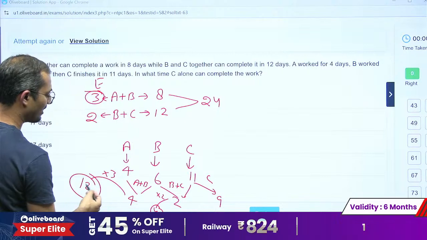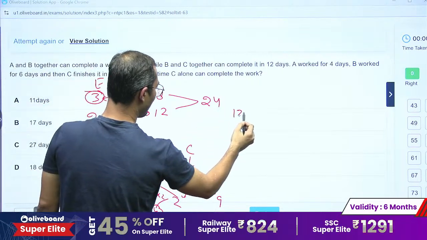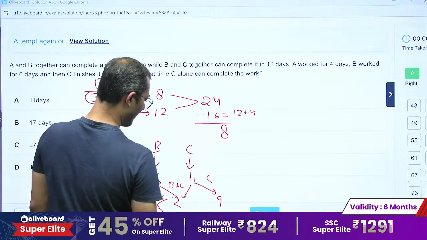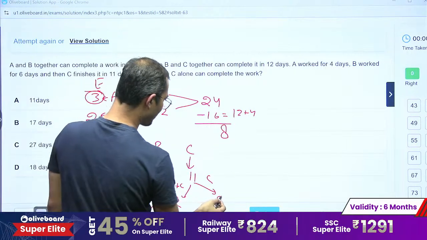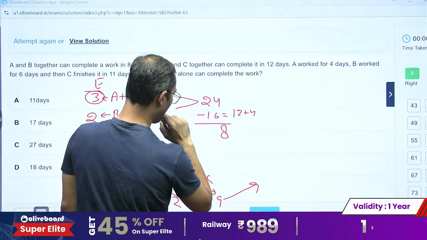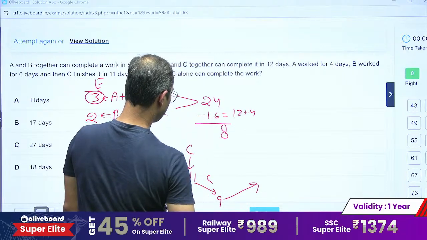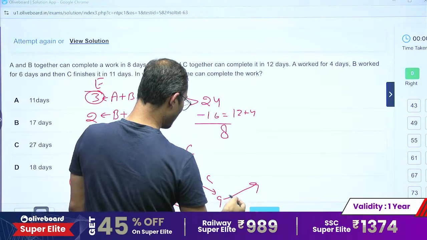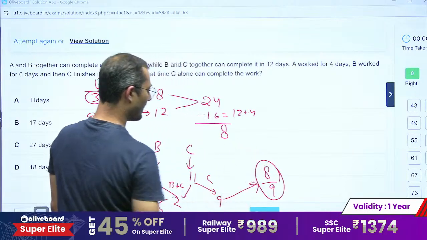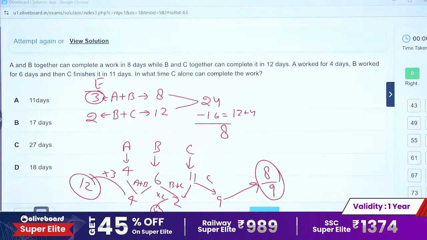So we can say that 12 plus 4 is 16, right? So we can say that C is going to complete 8 units of the work, sorry, 16, yes. So C is going to complete 8 by 9, right? So efficiency of C is 8 by 9.